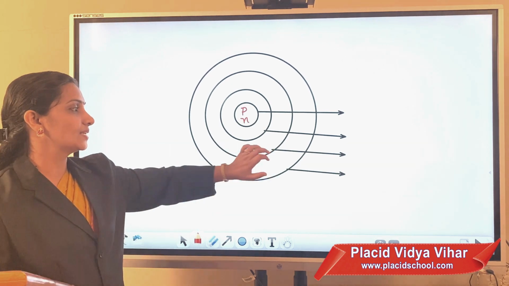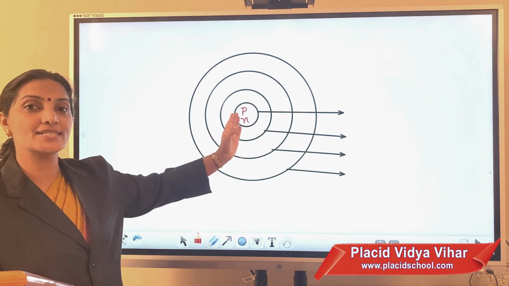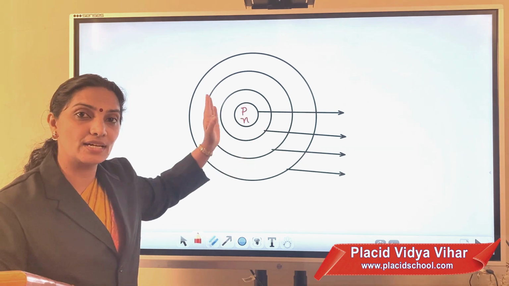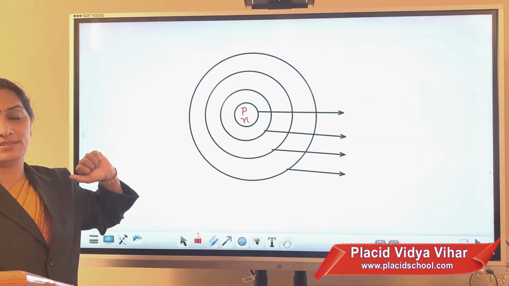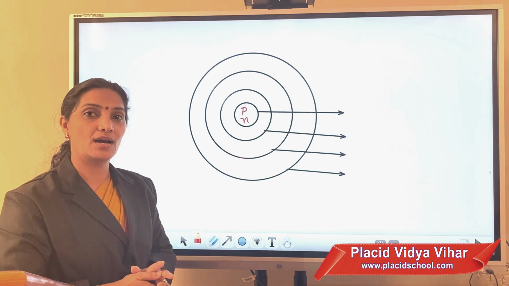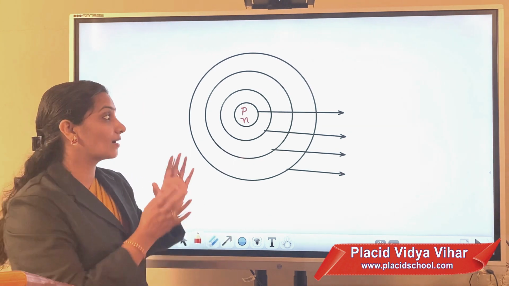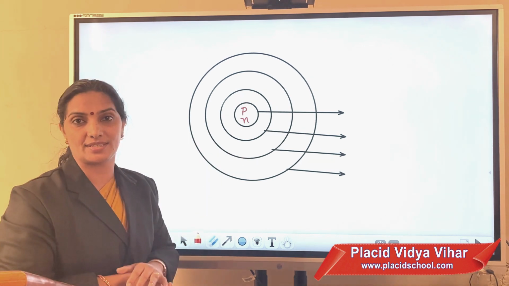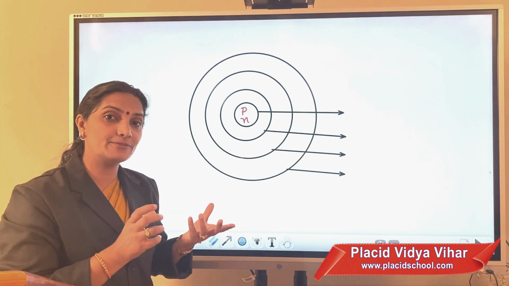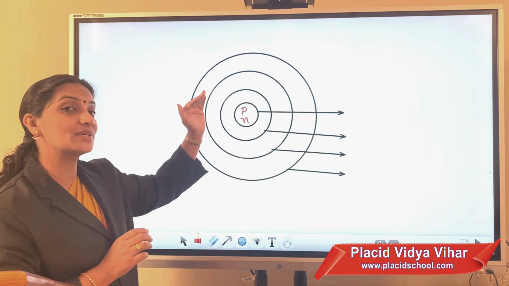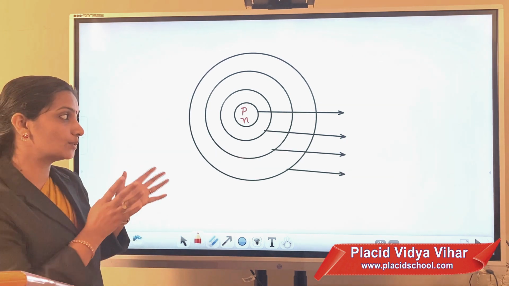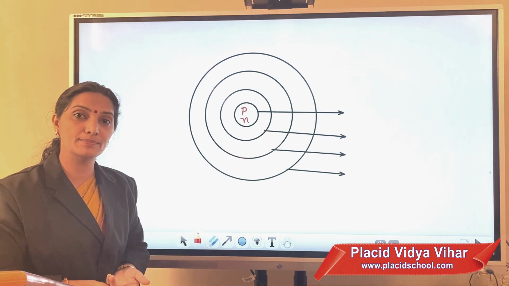Okay. So we have the nucleus and various shells around the nucleus. Then there is a problem. How can we identify these shells? All are alike, all are circular in nature. How can we identify or locate an electron in a particular shell? If we don't know the name, how will you identify them?